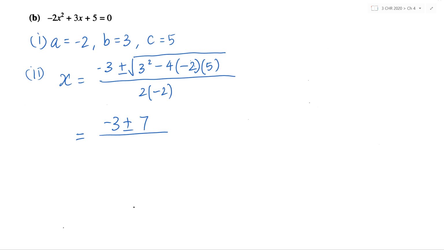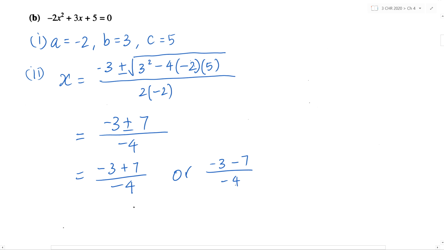What is in our denominator? Denominator, what is the value? Come on. -4. So right now we have two answers. It is either -3 plus 7 divided by -4 or -3 minus 7 divided by -4. I will write down both for you to see. So this is -3 plus 7 over -4, or the other answer will be -3 minus 7 over -4. These are the two answers.